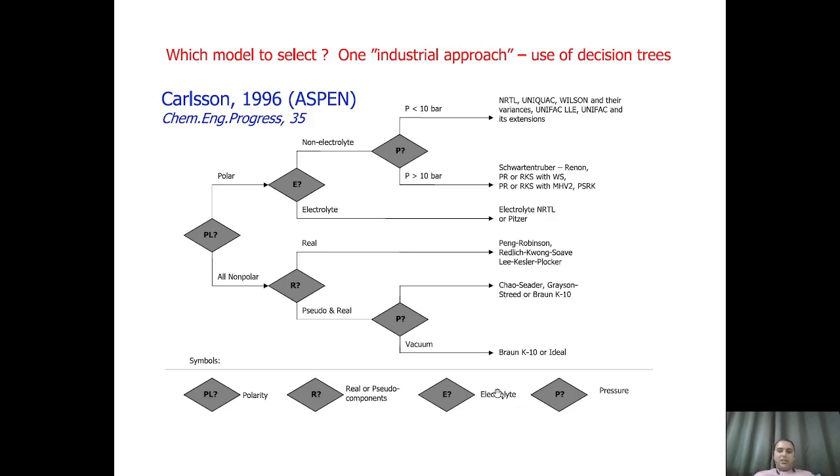Of course, electrolyte, you know, that is one of the properties in liquid phase, or maybe sometimes in gas phase as well. And pressure, as I said, you can see 10 bar is a pressure limit, which actually speaks about ideality. Okay, now let me explain to you how to basically go about this decision making tree.